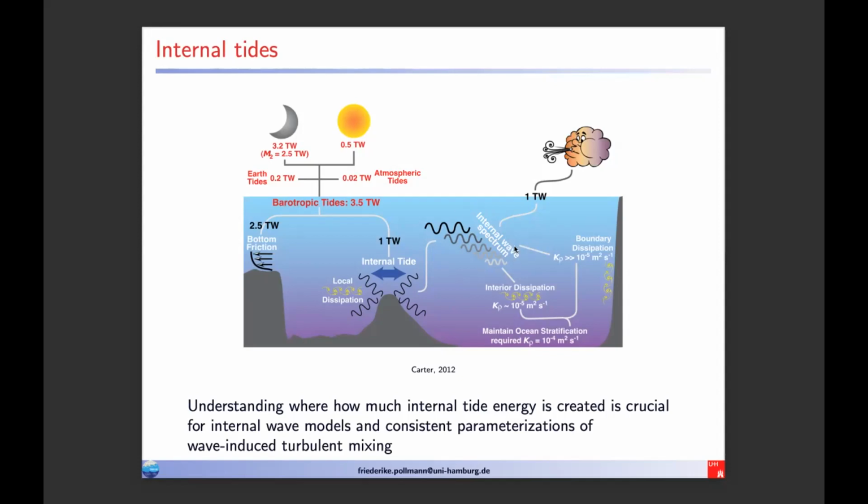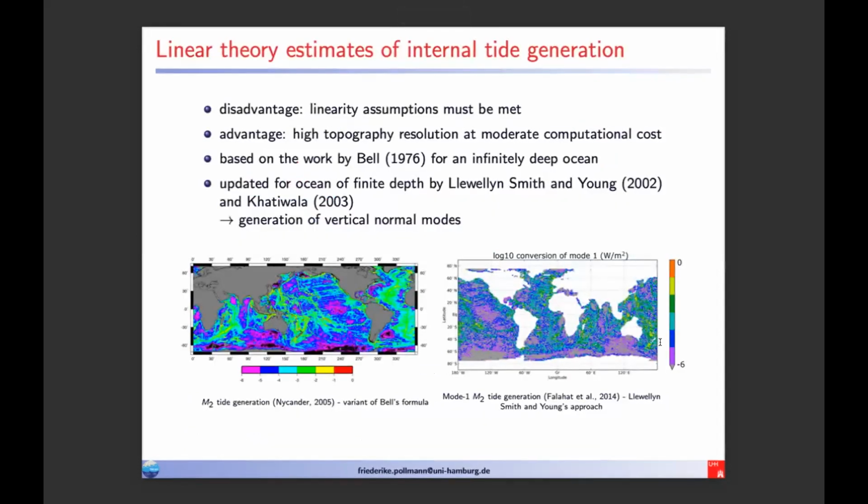And then when these waves break somewhere far away from their generation site, they cause small-scale turbulent mixing that contributes to driving large-scale overturning circulation. So my point is, it's important that we figure out where and how much internal tide energy is generated. We have several methods to do so, and one is based on linear theory. As the name suggests, you only have the linear part of the problem, and you need to ensure that when you use linear theory the underlying linearity assumptions are met, which is not that straightforward. But the advantage is that you can follow a more or less straightforward procedure at relatively moderate computational cost.